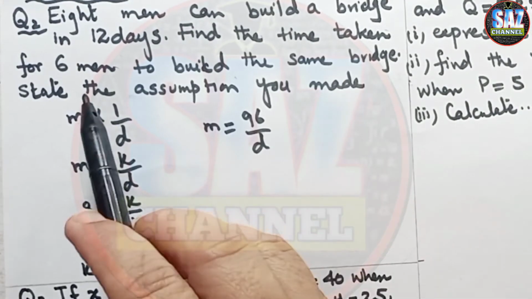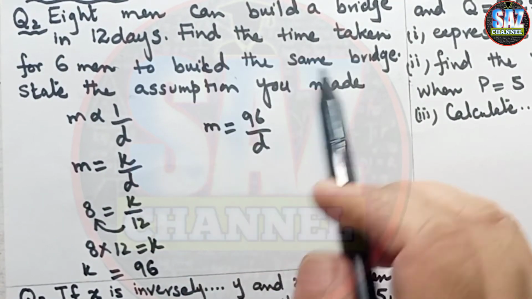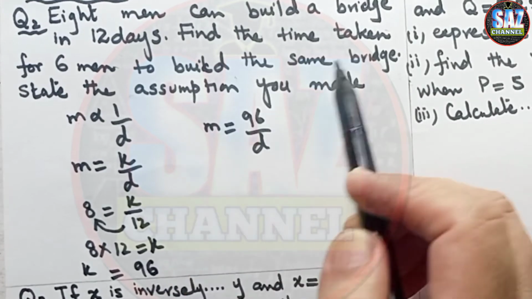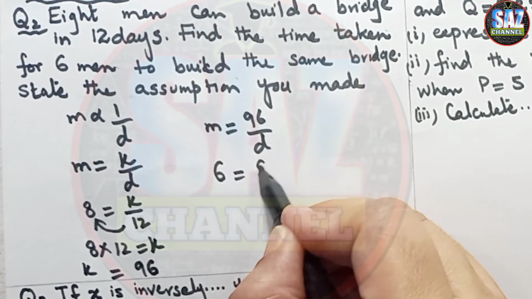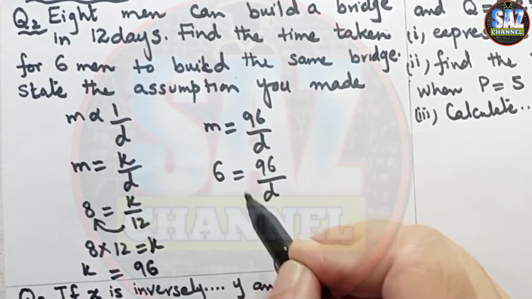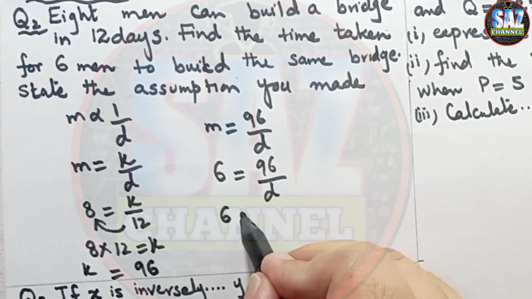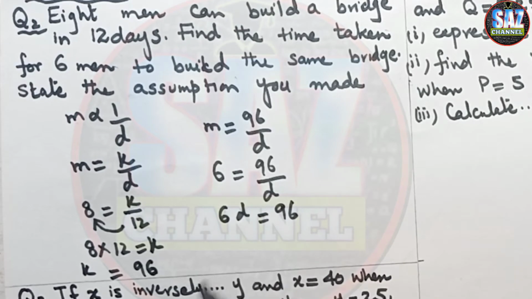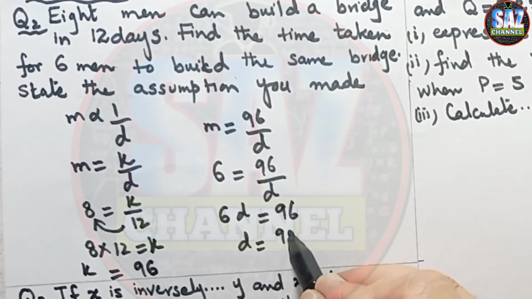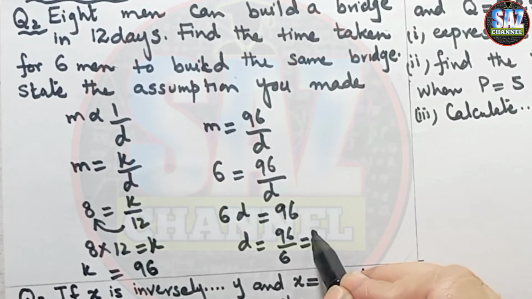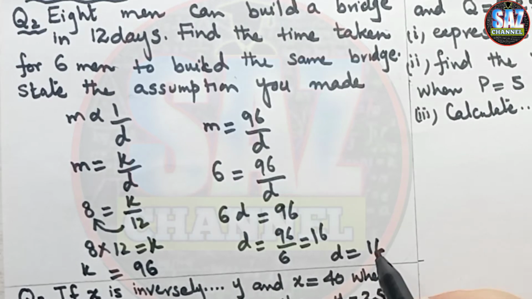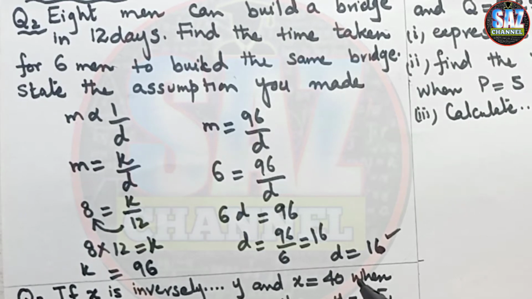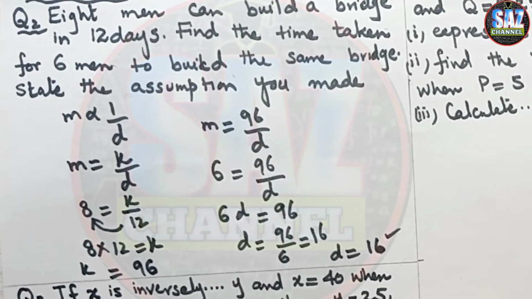And now the question says, find the time taken by the 6 men to build the same bridge. Time taken by 6 men. So instead of m, I have to replace 6, so 6 equals 96 by d. Shift d to the other side. It will become 6d equals 96, or d equals 96 by 6, which is equal to 16. So days will be 16. It means 6 men will construct the same bridge in 16 days, and the assumption that we are making is that all men are working at the same rate.